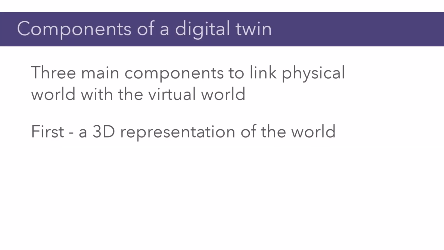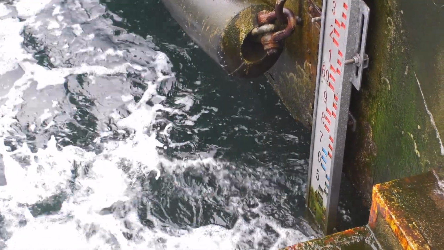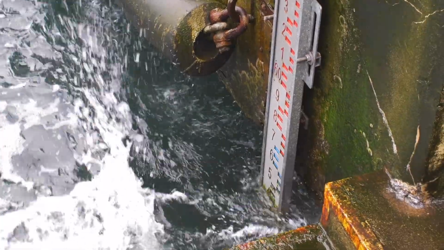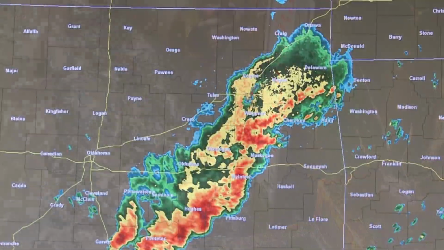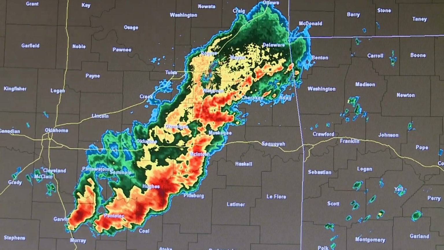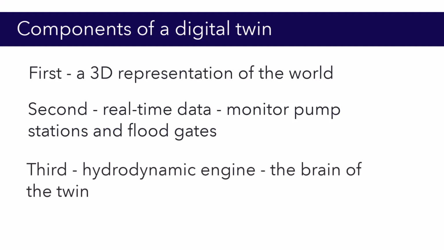The second component is the real-time data that turn a static model into a twin. These real-time data might come from devices in storm drains that measure water depth, flow velocity, and blockage status. They can also include real-time data on precipitation, soil moisture, and river levels from weather stations or satellites. At an operations level, real-time data might also include sensors that monitor whether a pump station is running or a floodgate is open.